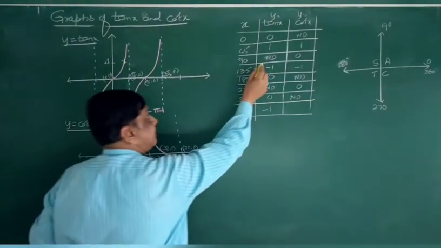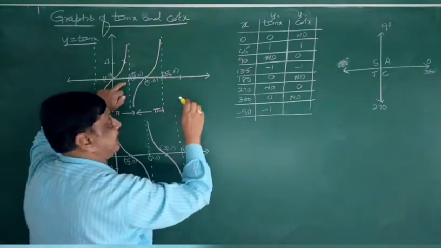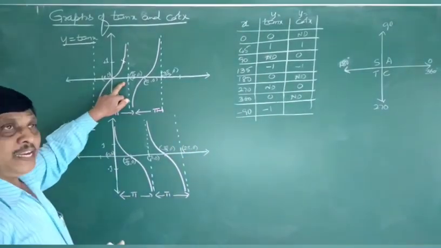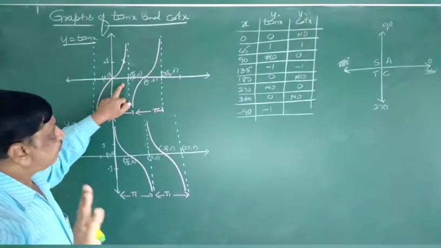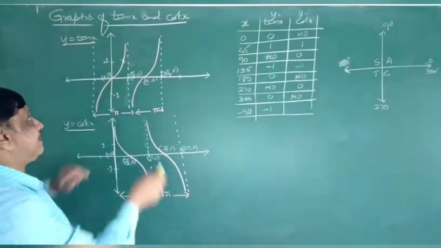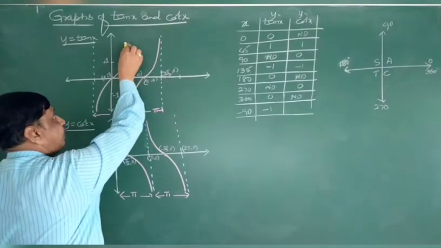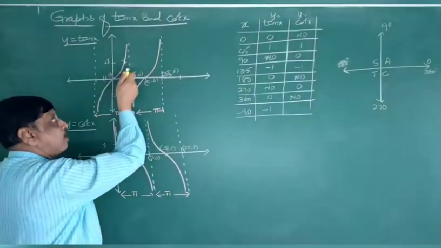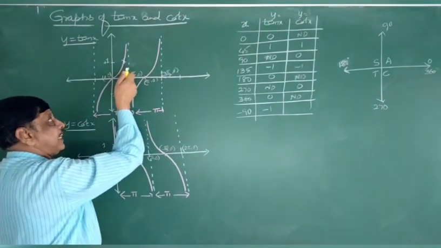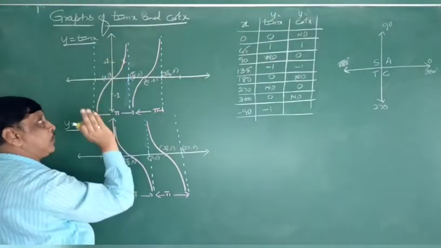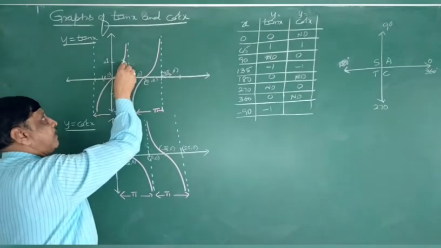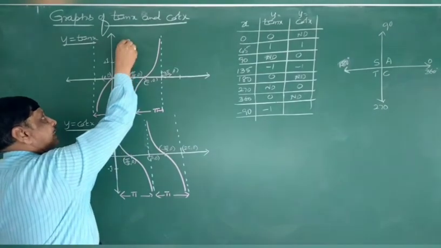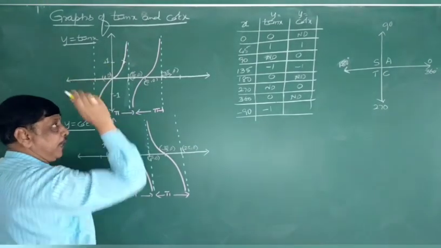Okay. Next, when x is equal to 90 degree, y is not defined. It means that for an angle 90 degree, a real number does not exist. Therefore, here we do not find a point exactly on the line x equals pi by 2. So that is the meaning here. After joining all these points, we get a curve like this in the interval 0 to pi by 2.